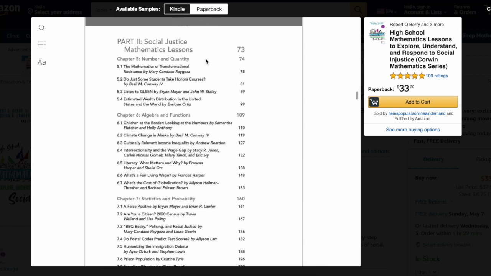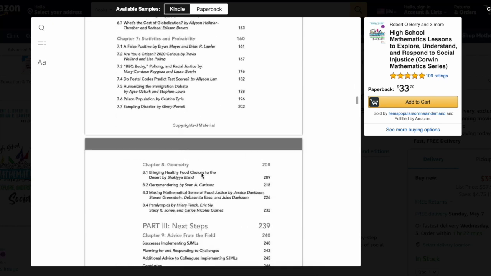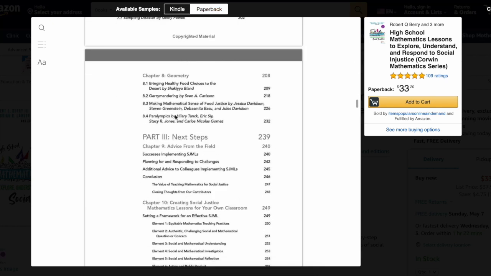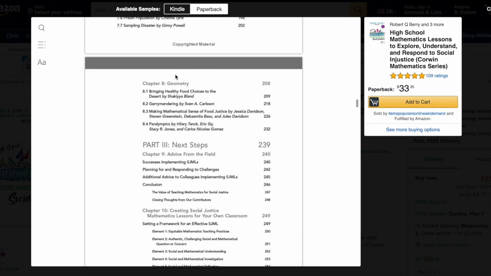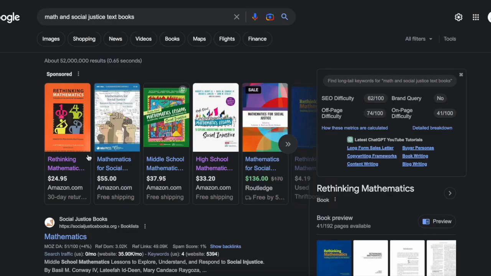You could look at the subtitles of these as well: number and quantity, algebra and functions, statistics and probability, geometry. Depending on what you're teaching, you can filter by those. Geometry is often one that I'm asked about. So healthy food choices and food deserts, gerrymandering, right? Food justice, Paralympics. Thinking about some of these topics might spark some ideas. And I just want to go ahead and go back. Let's go back to here.